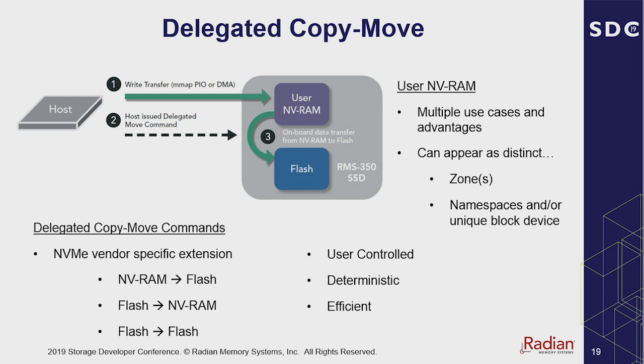The Radian RMS350 Zoned SSD also contains 4 or 12 gigabytes of user-accessible NVRAM. Not only can this NVRAM be used for caching or logging at the host's discretion, it also responds to the delegated copy move command, such that data can be cached or staged on the NVRAM and then flushed into any flash namespace or zone at will. Or data can be pulled from the flash zone or namespace into the NVRAM upon a command. This delegated copy move command is efficient, it's deterministic, and it's user controlled.